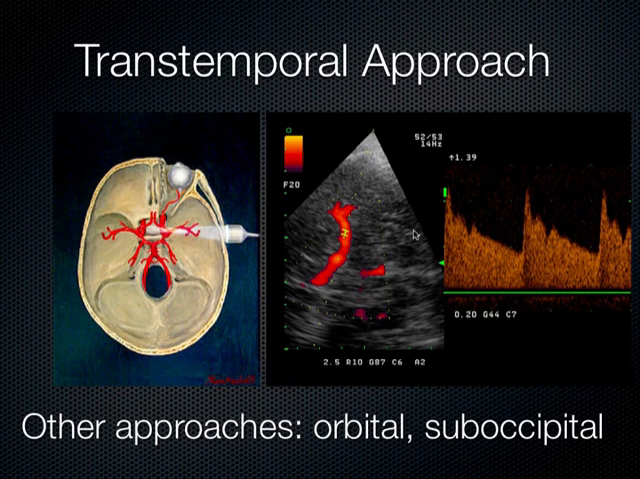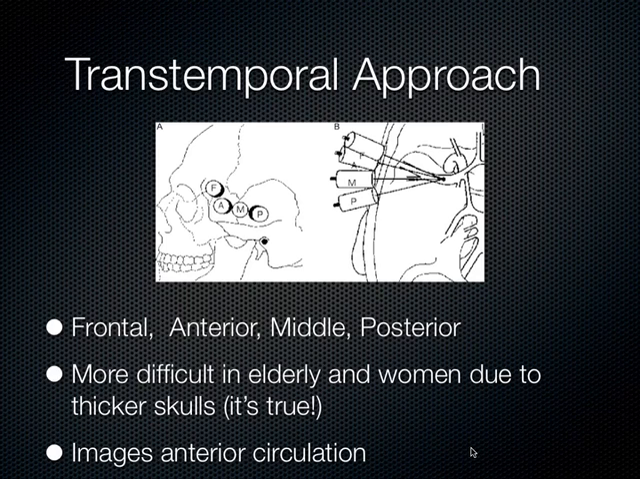You can also look through the ocular area in an infra-orbital approach. You can look behind the base of the skull, a sub-occipital approach, and you can also look below the mandible and see all the way up to the siphon of the carotid artery through an underneath-the-mandible approach as well. So it's really 4 windows. But probably the easiest one to get started with is this transtemporal approach.